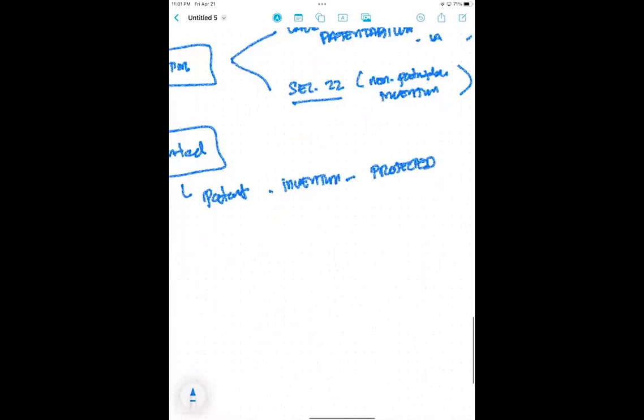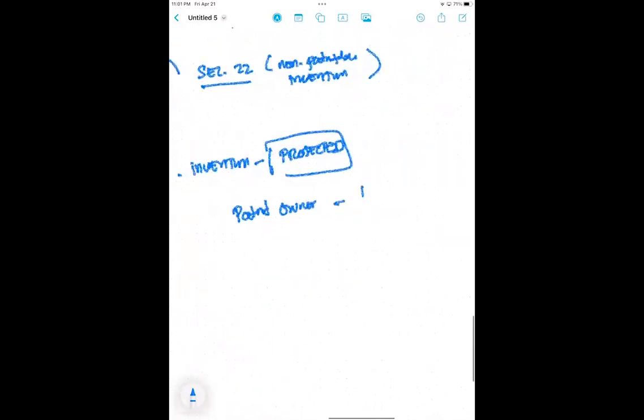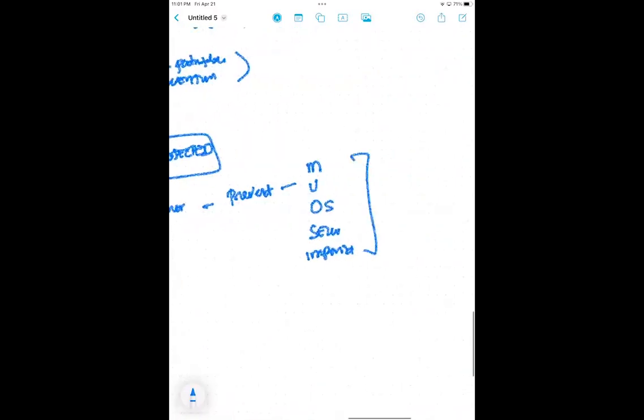What do you mean protected? Protected because the patent owner may prevent others from making, using, offering for sale, selling, or importing the product or process that is subject matter of patent.